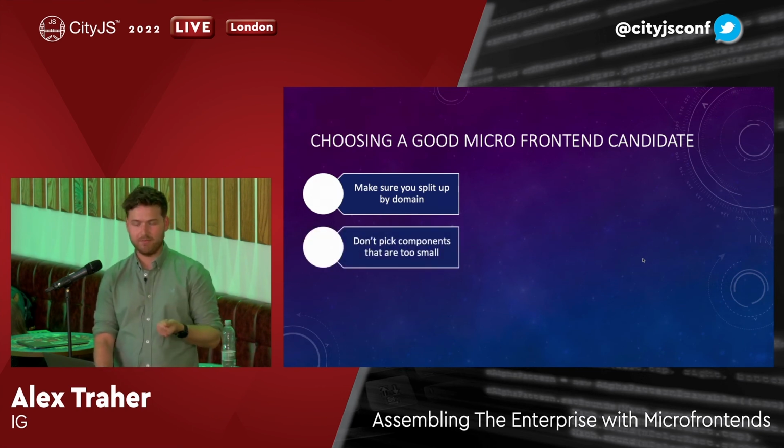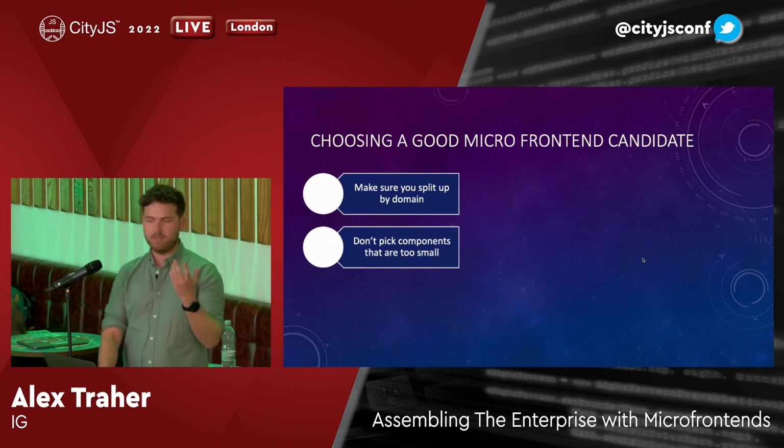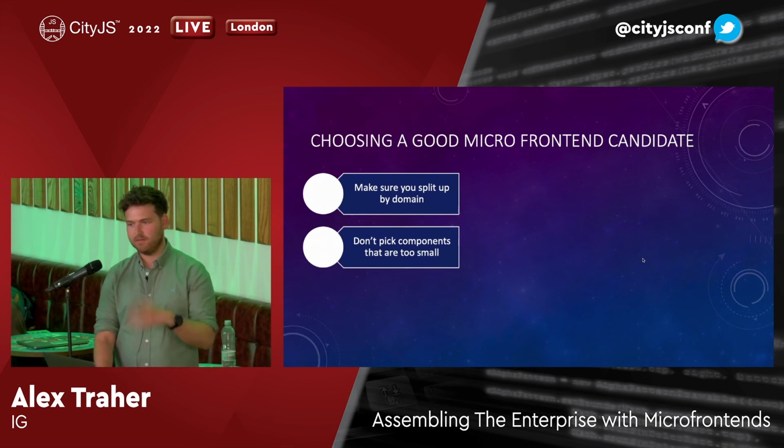Secondly, don't pick components that are too small, things like button groups and tabs and lists. On their own, they are much more appropriate to be in a shared component library, and actually, a shared design system is really valuable for micro front end architecture anyway.